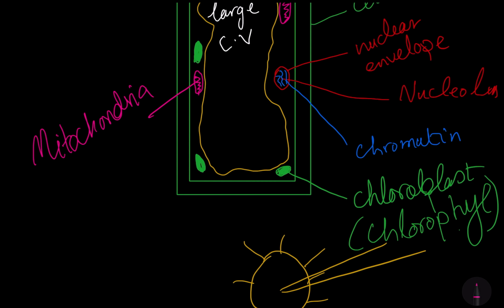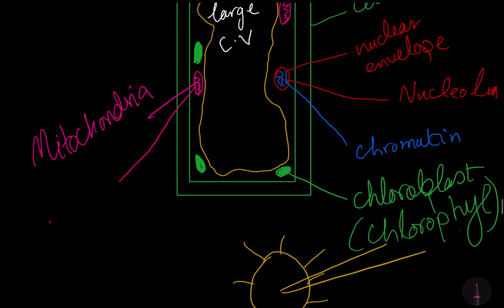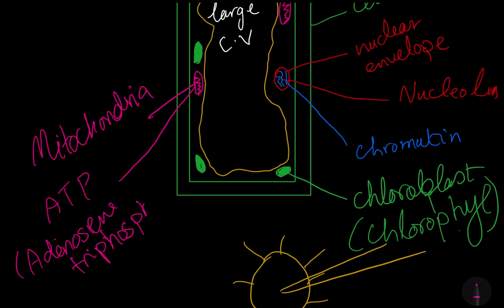And then inside the mitochondria we have ATP. ATP is known as adenosine triphosphate. This ATP, adenosine triphosphate, helps to cater the activities of the cell, whatever is happening inside it.